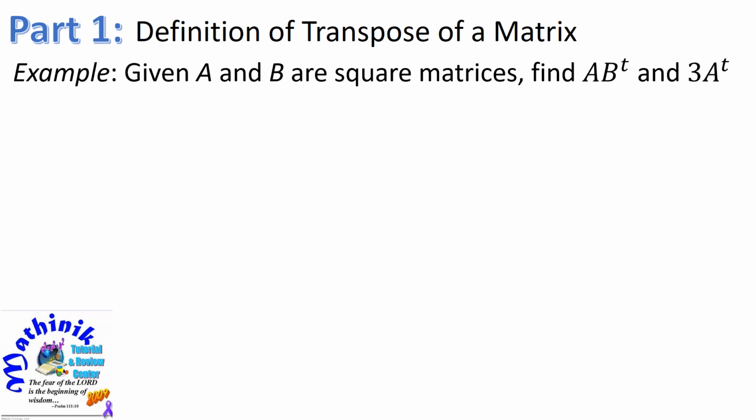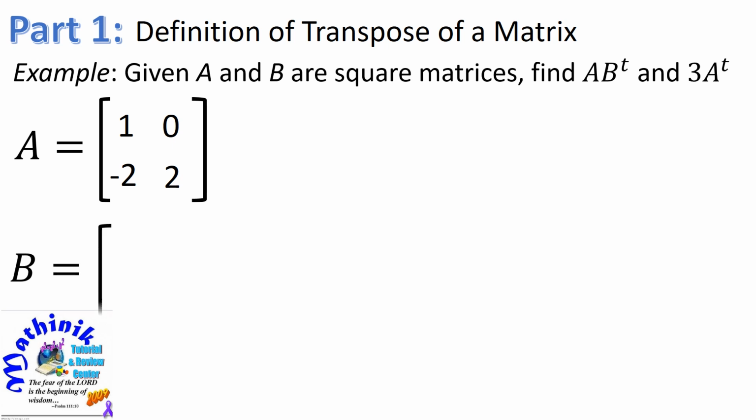So let us now apply the multiplication of matrices and scalar multiplication using the transpose of a matrix. We are given matrices A and B. We're going to find A times B transpose and 3 times A transpose. A is a square matrix with 2 by 2 dimension, 1, 0 on the first row and negative 2, 2 on its last row. And B is a matrix with negative 1, 3 on the first row and 4, 0 on its last row.